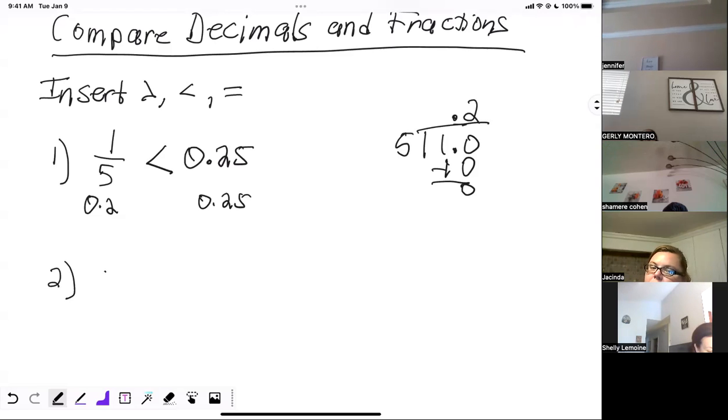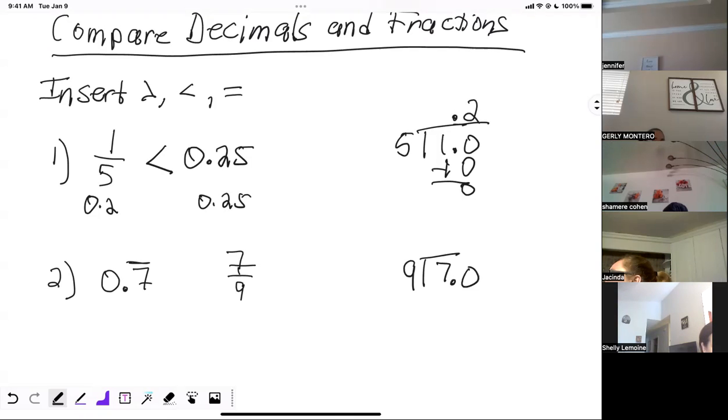Two, 0.7 repeating, or 7/9. But we're going to take our fraction and we're going to divide it and see what we get. 7 divided by 9.0. My decimal is going to be here.